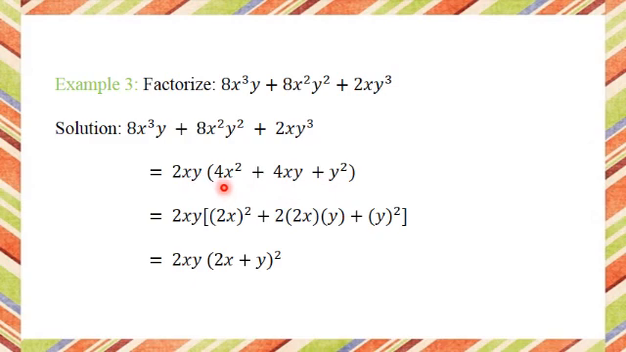And the first term 4x square is a perfect square of 2x, and y square is a perfect square of y, and in between we have a plus sign, so it is a plus formula. Write plus 2ab. In the place of a, write 2x, and in the place of b, write y. And after closing this formula, I have 2xy into 2x plus y whole square.